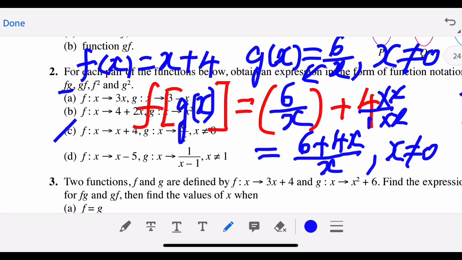Okay, you can leave your answer at 6 over x plus 4, no problem. Okay, settle. So we have found the fg. Now we are going to do gf.